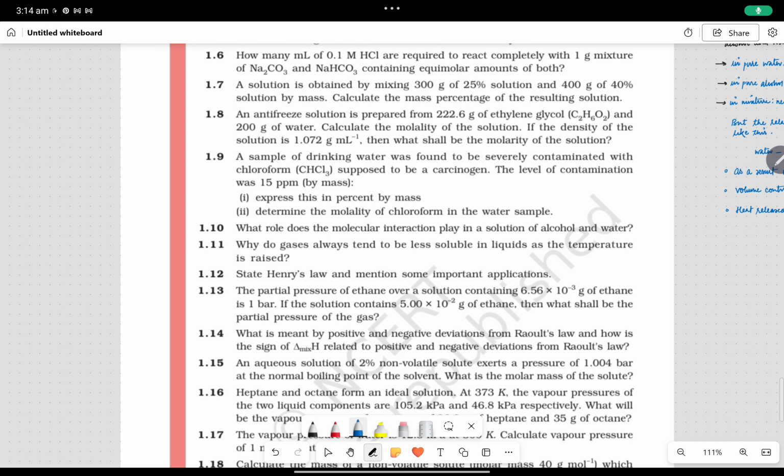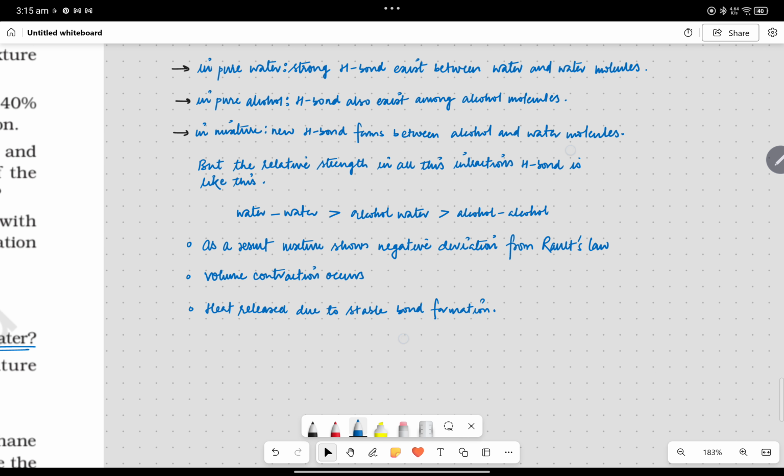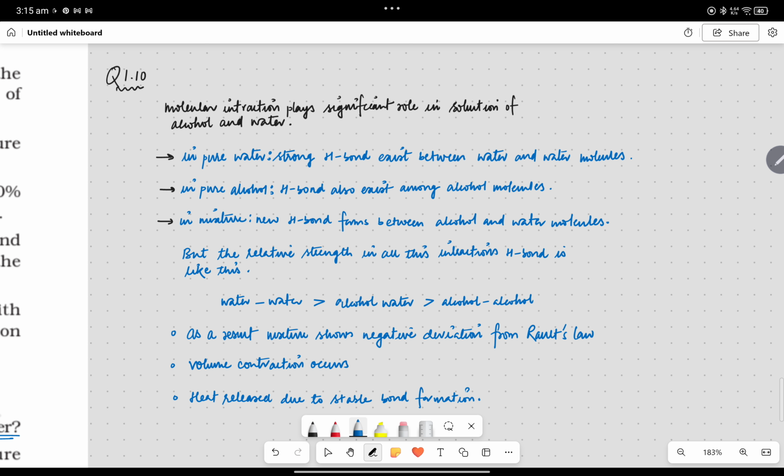So we have question number 1.10 here, and it says, what role does the molecular interaction play in a solution of alcohol and water? The interaction between alcohol and water is related to Raoult's law, and molecular interaction plays a vital role in defining the behavior of this mixture, right? So let's see how you can answer this.